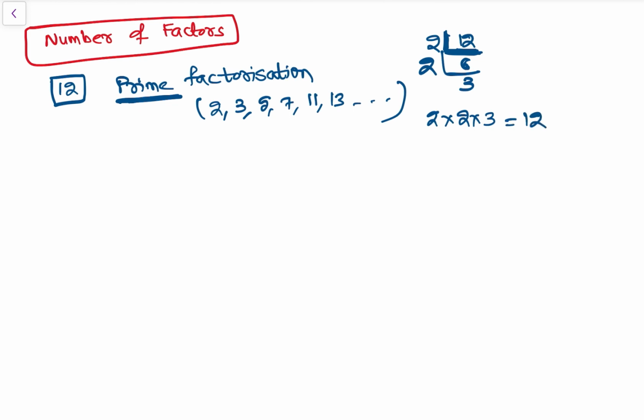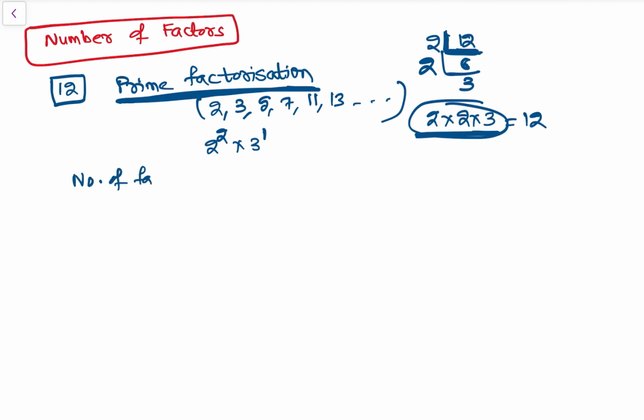So we need to make the number into prime factorization. So the factorization into prime numbers has come. So now this is what? 2 into 2 into 3, right? So this is 2 to the power 2 into 3 to the power 1. So to find out the number of factors, what do we need to do?